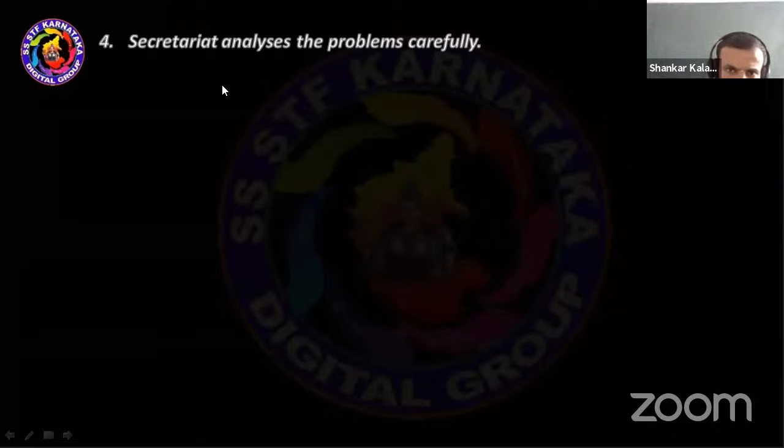The fourth: the secretariat analyzes the problems carefully. Whatever problems are faced by the country will all be analyzed by the secretariat. They will identify and search for the root cause of the problem, and they will try to identify solutions or prepare precautions to stop, reduce or decrease that problem through the analysis. In the analysis, they deeply identify all the root causes, and later they form the precautions to stop that problem of the country.